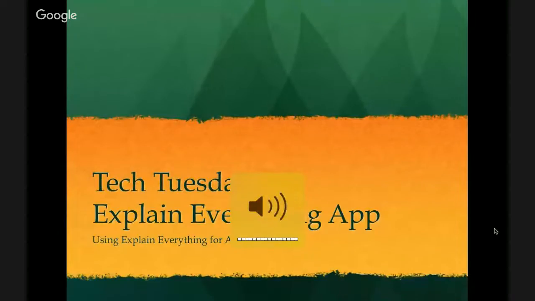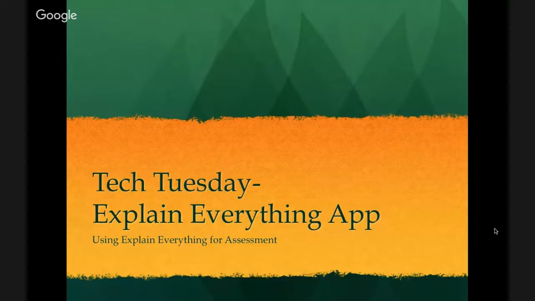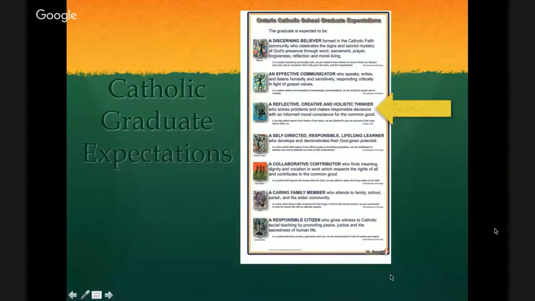Today we will explore the Explain Everything app and the different ways you can use this app for the different forms of assessment. As we think of assessment, we're thinking of creating those reflective, creative, and holistic thinkers. Though we could probably touch on many of the Catholic graduate expectations, that one kind of speaks to me when I'm thinking about informing my students and helping them reflect upon that feedback.